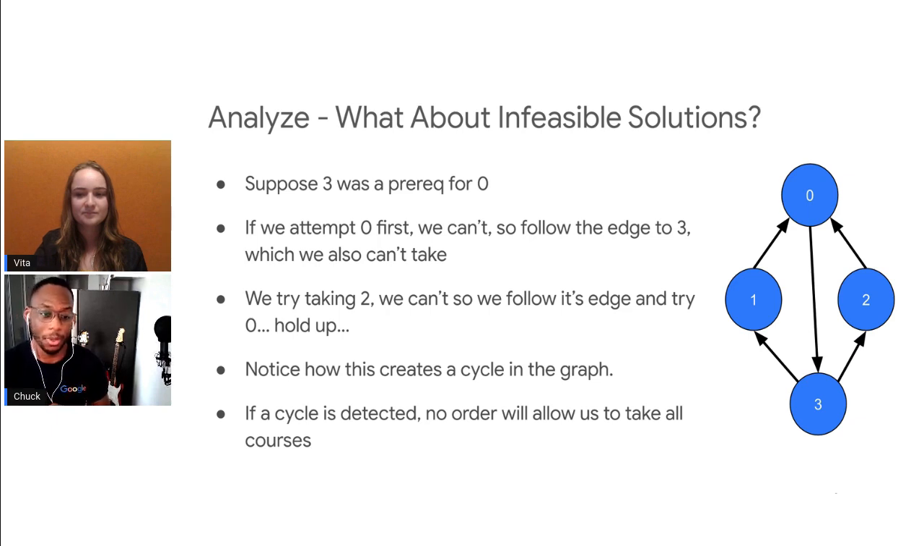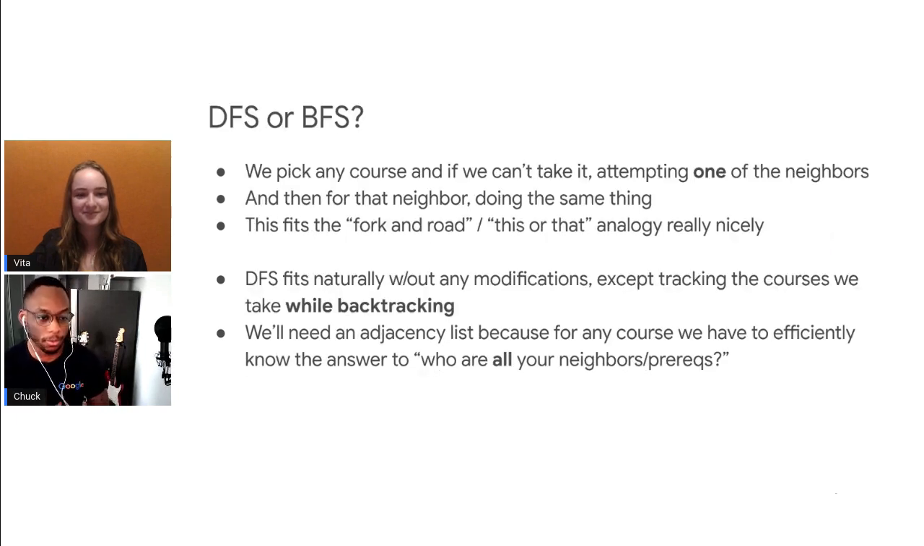We can't take course 2, but then we go back to 0. Hold up, right? This doesn't feel right, right? This is a cycle. Okay, so it seems like if we detect a cycle, no order will allow us to take any of the courses. So this is a really important distinction. Okay, now we have all the details on the table. Let's see where we can take this.